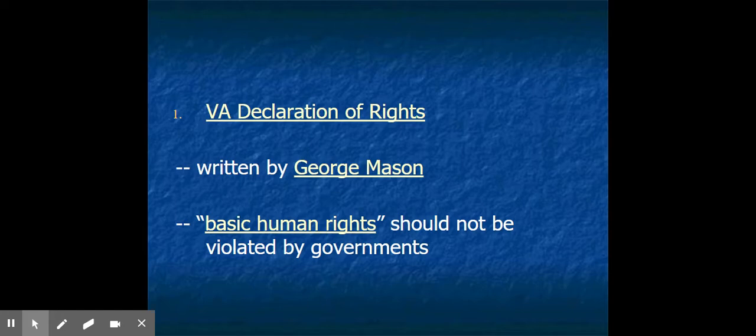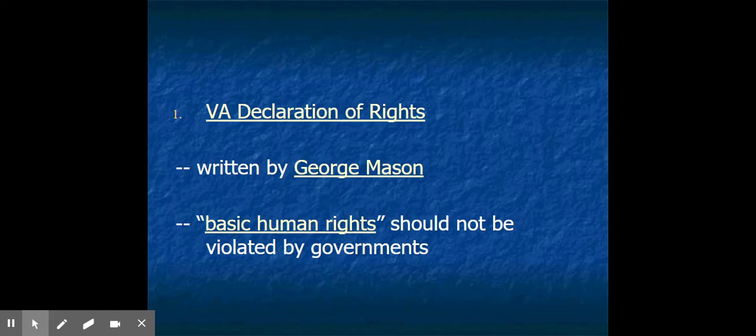Okay. So Mason is restating these ideas of Locke that also influenced guys like Jefferson and Patrick Henry and others during the American Revolution. Okay. So Mason uses that as the basis for the Virginia Declaration of Rights. Okay. These ideas of Locke that everybody has basic human rights that cannot be violated by the government.